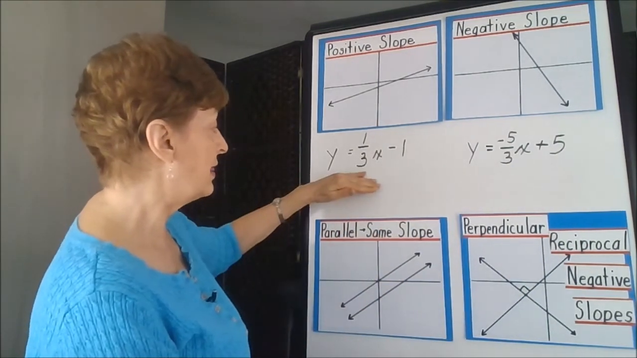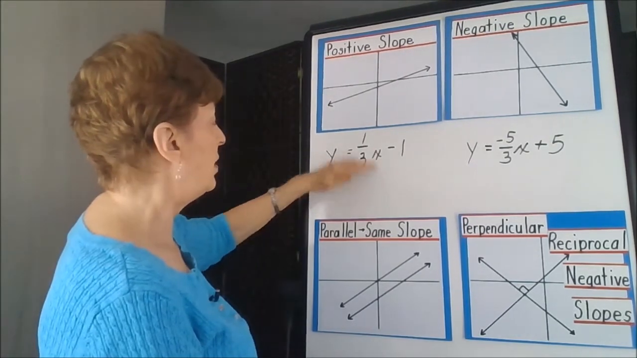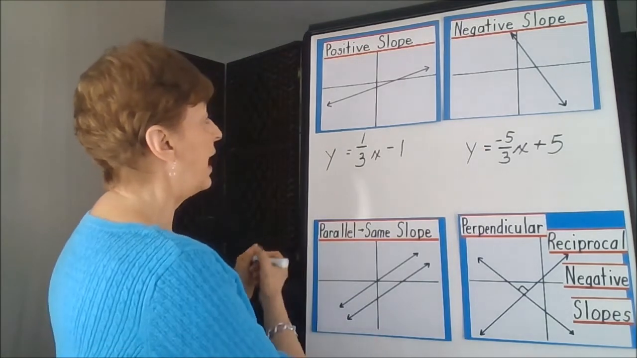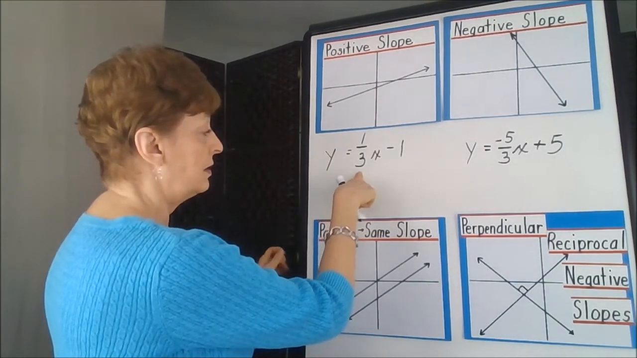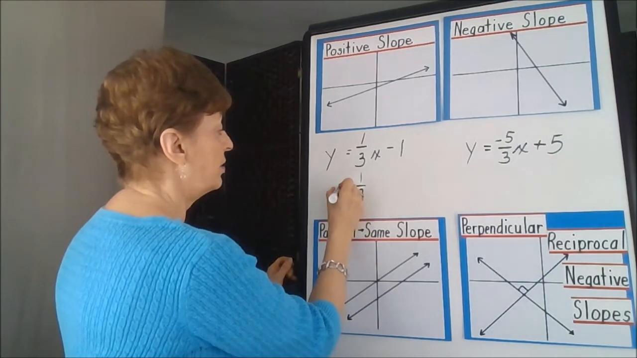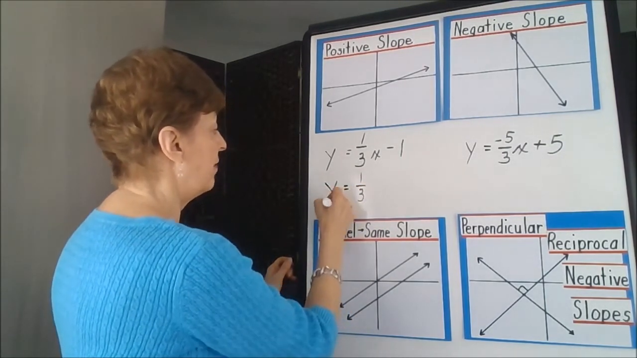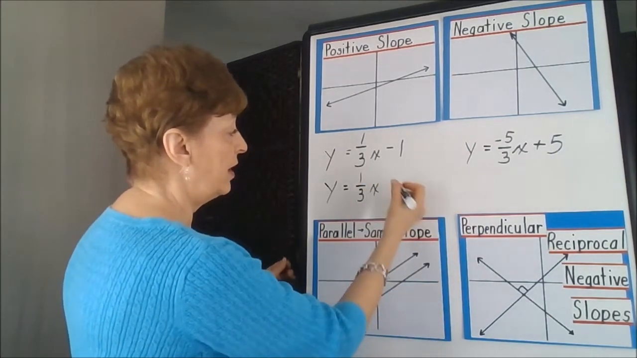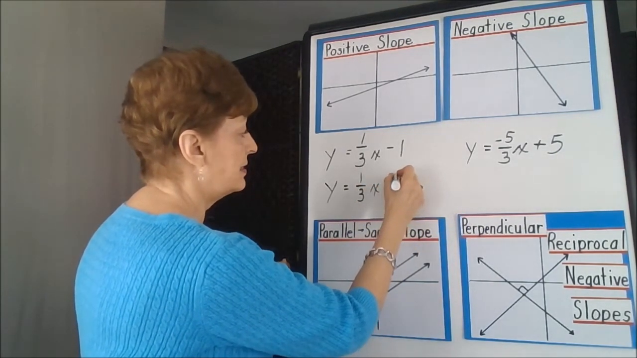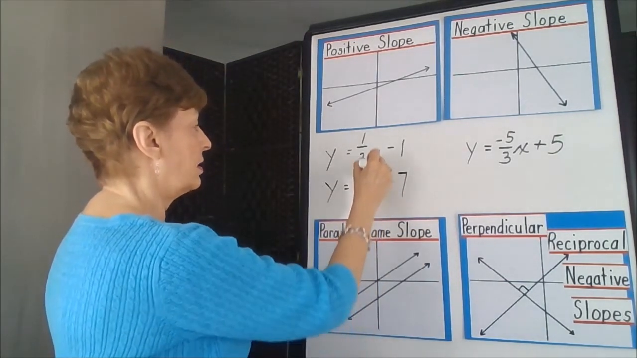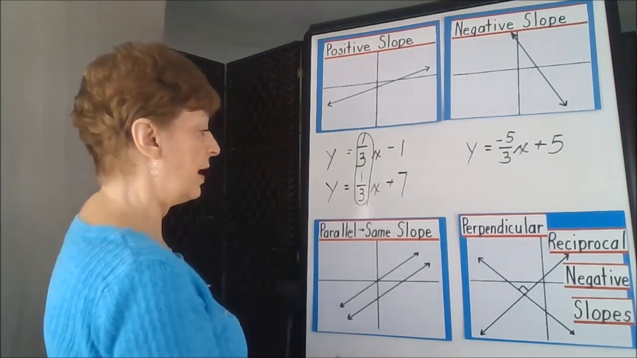So if we had this graph, if we were to draw a line parallel to this graph, we would have to keep the same slope. So that graph would also be 1/3. So we would have y equals 1/3 x, and then the constant can vary. Maybe we'd have +7. But the slope piece has to be the same to give you a parallel line.